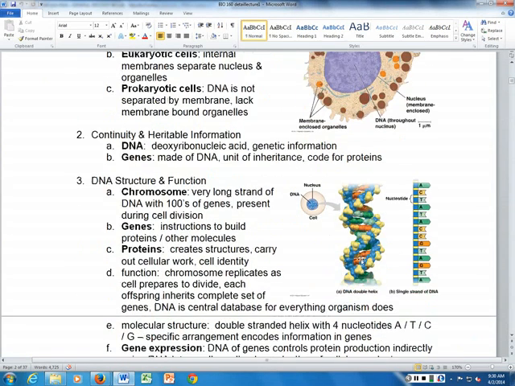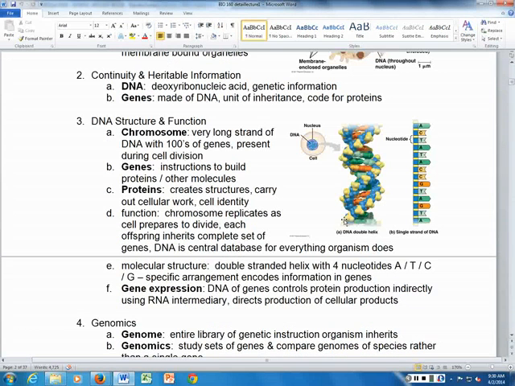So all cells are going to have some continuity with heritable information. So it's going to take some traits that it has and pass them on to its offspring. And it's going to do this through your DNA, or deoxyribonucleic acid. Your genes are made of DNA, and the genes are the units of inheritance that are going to code for the proteins that make up your structures.